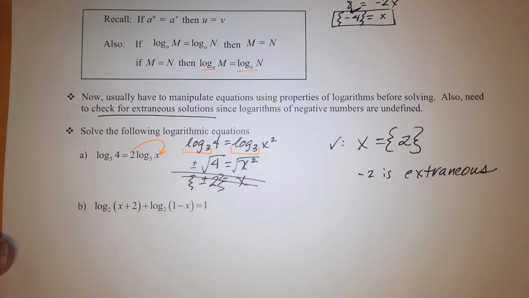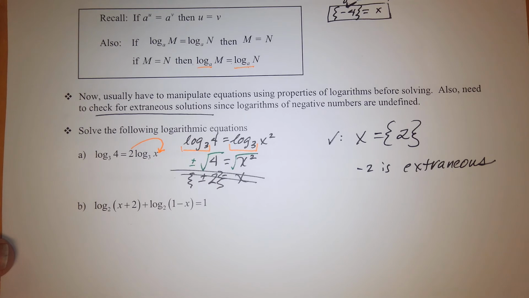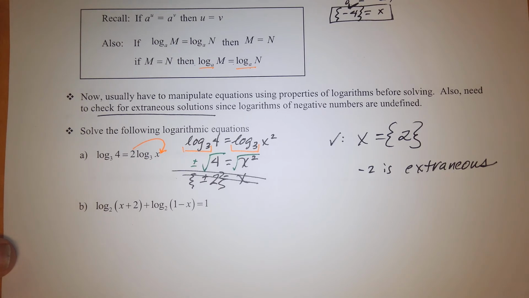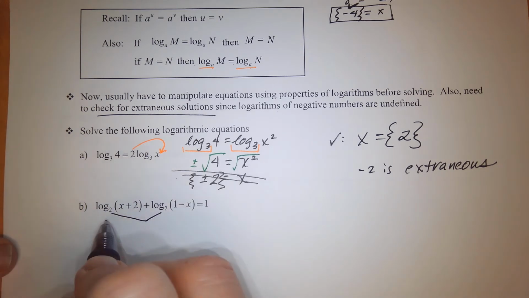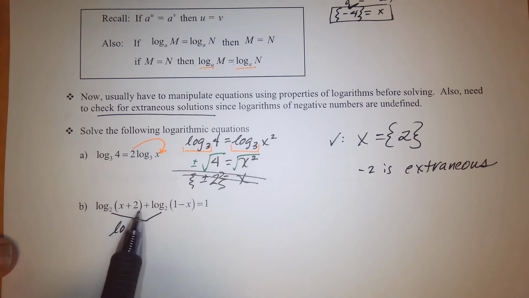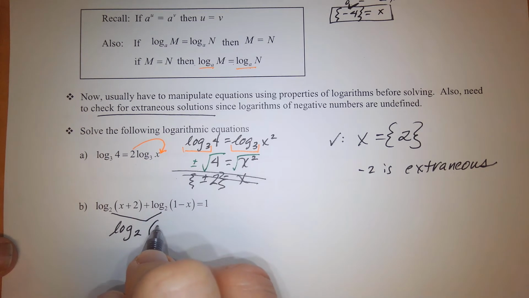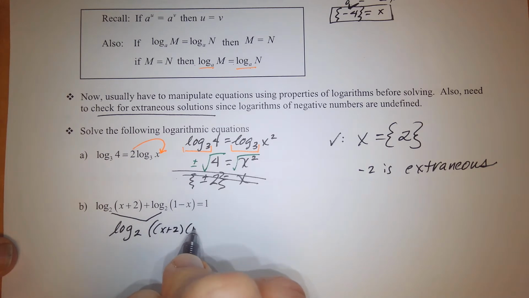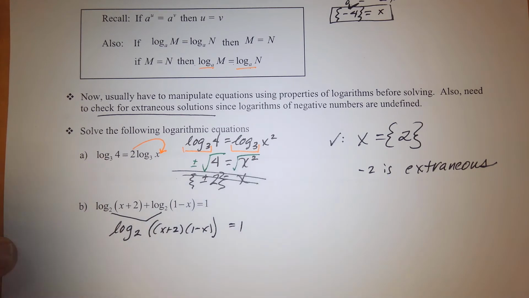Let's try this next one. Here we've got log base 2 of (x plus 2) plus log base 2 of (1 minus x) equals 1. When we have two separate logs with the same base, we should combine them together to make one single log. In order to create one single log, they have to have the same base. And when those two logs are added together, we multiply their arguments. So this becomes (x plus 2) times (1 minus x). So I've combined this into one single log.